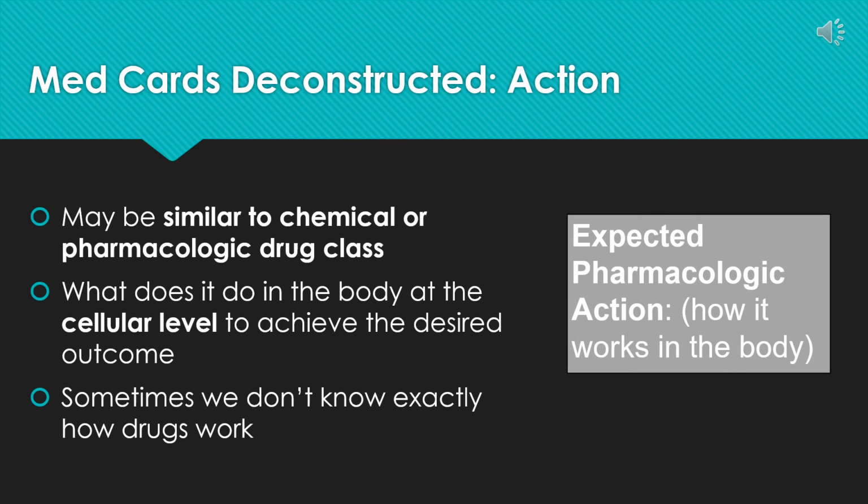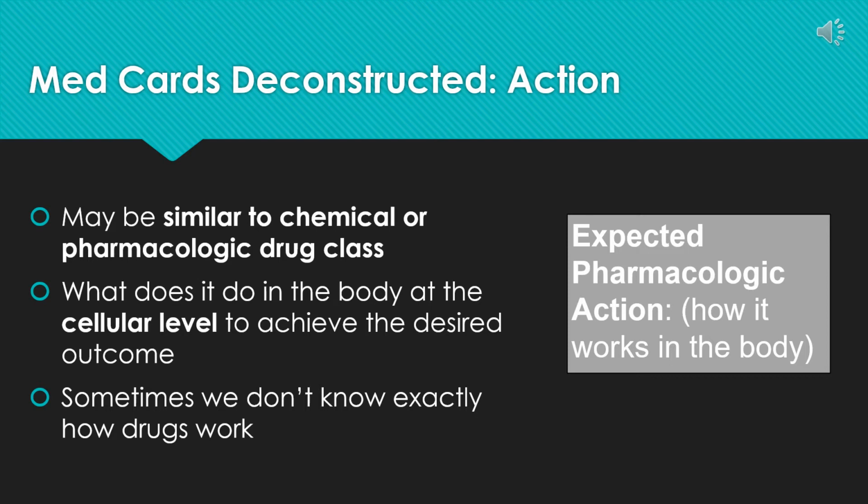So the action of the drug is sort of similar to that chemical or pharmacologic drug class. It basically talks about what this does in the body at the cellular level to achieve the desired outcome. So for instance, if we have a beta blocker, we know that it blocks beta-adrenergic receptors, and so it decreases the beta stimulation of smooth muscle, relaxes it, and it vasodilates. And so quite often the action will be what happens at the end. It's vasodilatation.